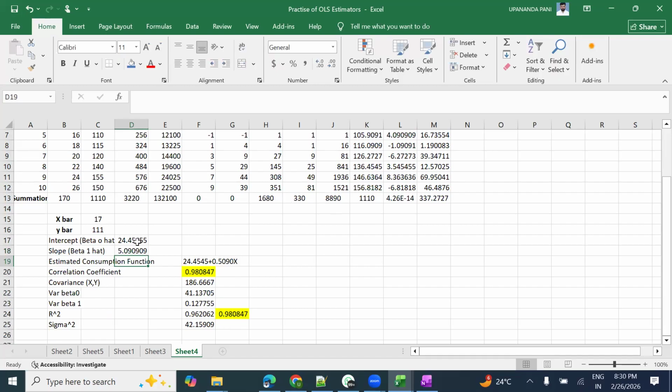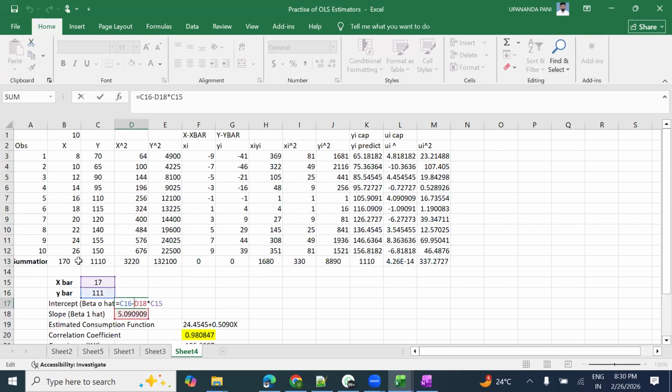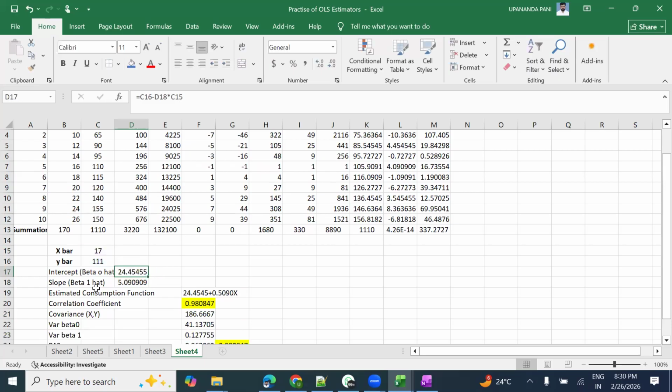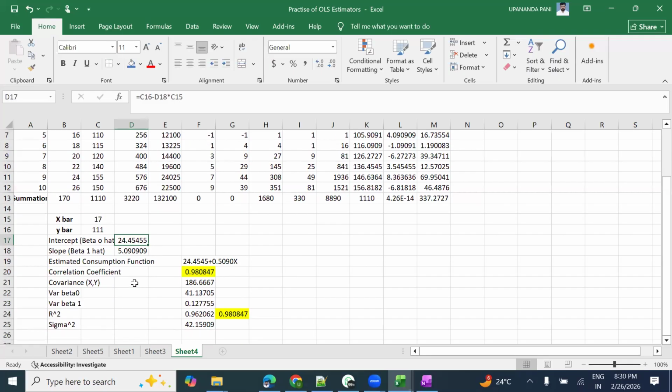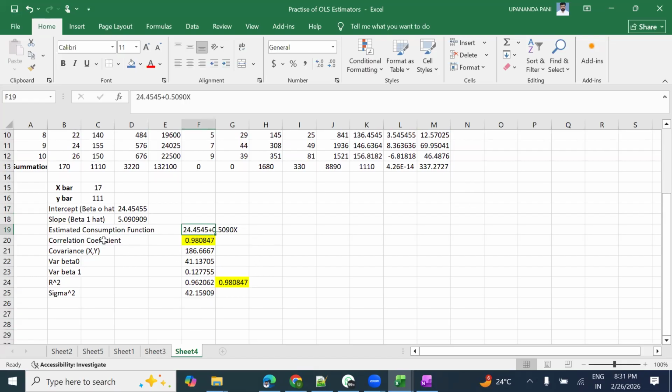And the intercept you get the same way, as I told you, because you need the slope to calculate the intercept. Then I have written the consumption function like this: 24.4545 plus 0.5090 x. You can see I have calculated the correlation coefficient also from here, the covariance, then the variance of beta naught, variance of beta 1, r square, then sigma square. So all this, Bhakti ma'am, you have to calculate, but gradually.